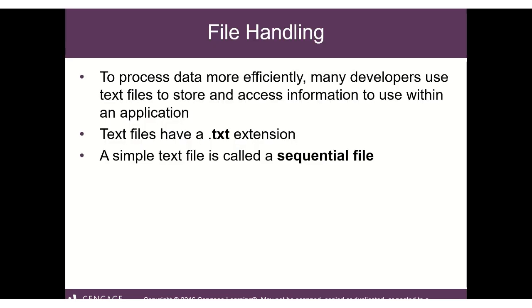Okay, now comes the file handling. To process data more efficiently, many developers use text files to store and access information to use within an application. So in the Microsoft Windows operating system, text files have a .txt extension. The simple text file is called a sequential file.